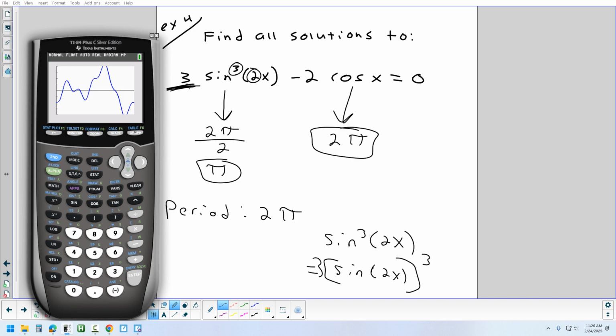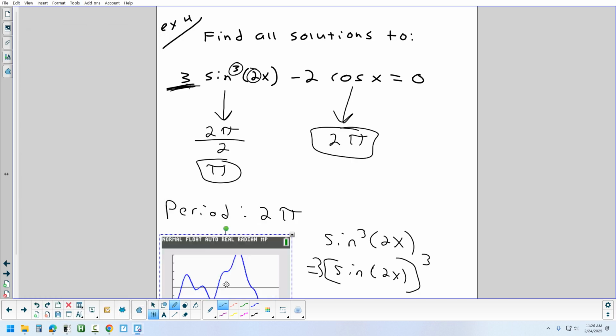I already have all the intersections. I already have all the zeros, so we don't have to do each one at a time. But you'd have to find each one of them and then put plus 2 pi n. Okay, so I already have them all.